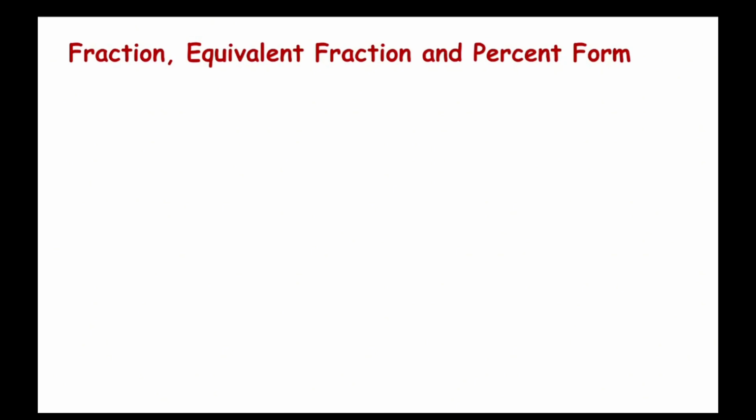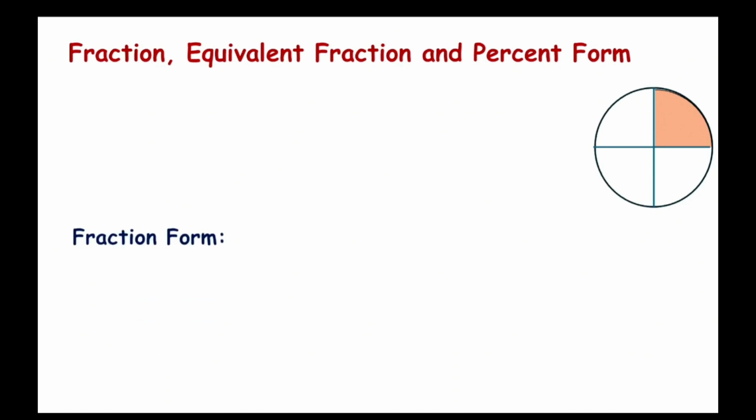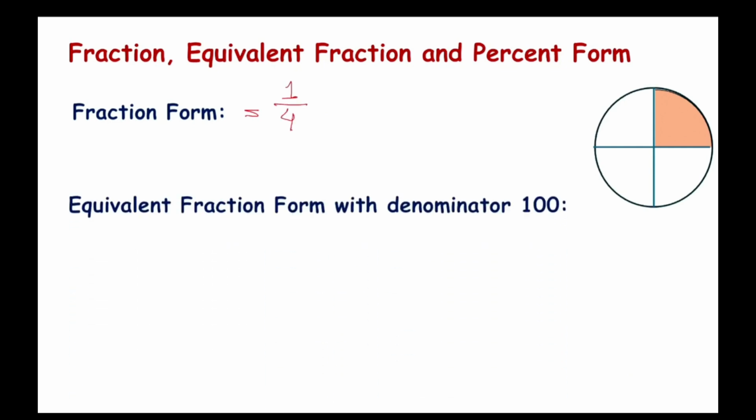The next topic is fraction, equivalent fraction and percent form. Here I have taken one figure which is equally divided into 4 parts and one part is shaded. How can we write the fraction form for this figure? One part is shaded over 4, so 1 over 4. How can we convert this fraction into an equivalent fraction with denominator 100? For 1 over 4, what number do we multiply with 4 to get 100? We multiply by 25.